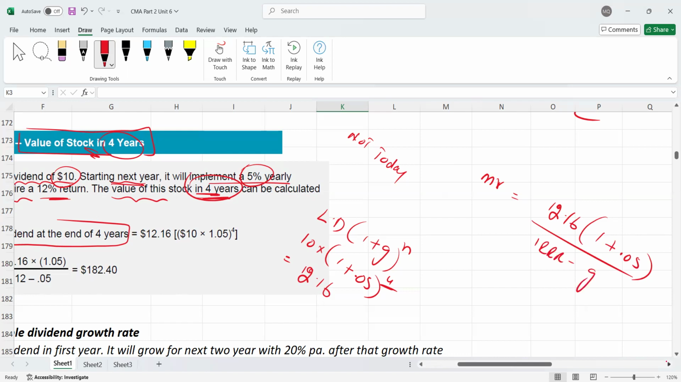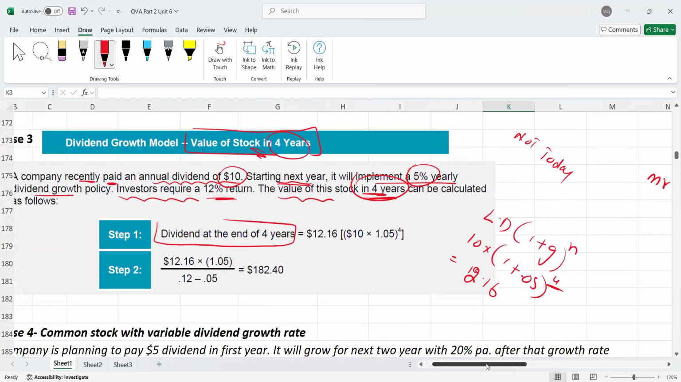And the investor's required rate of return is 12%, the question told you, 0.12. And growth is 0.05. Now if you solve it, 12.16 times 1 plus growth divided by required rate of return minus growth, this will give you the market value of the stock.